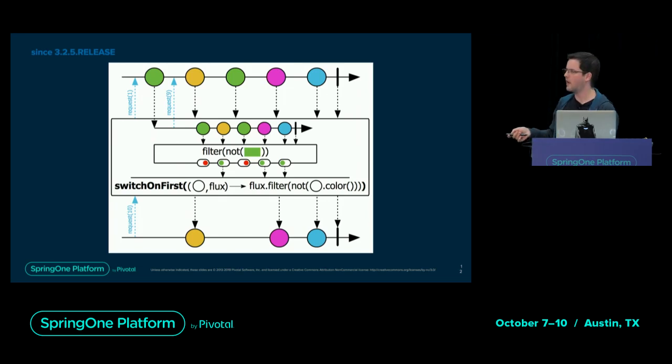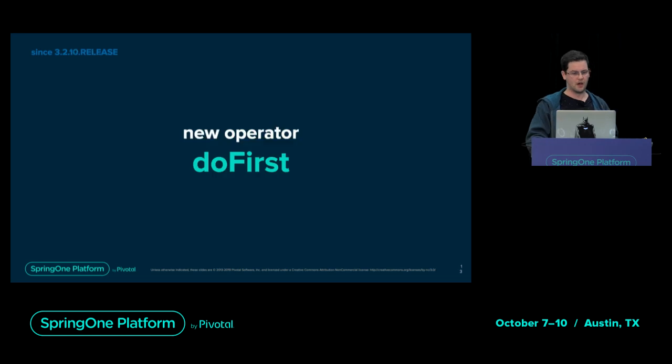So again, as always, these diagrams are a bit abstract, simplified cases, but they give you a good graphical view of what the operator is supposed to do. This is one of the most complex diagrams, I'd say. One of the complex operators. So switch on first. We also added a do first operator.